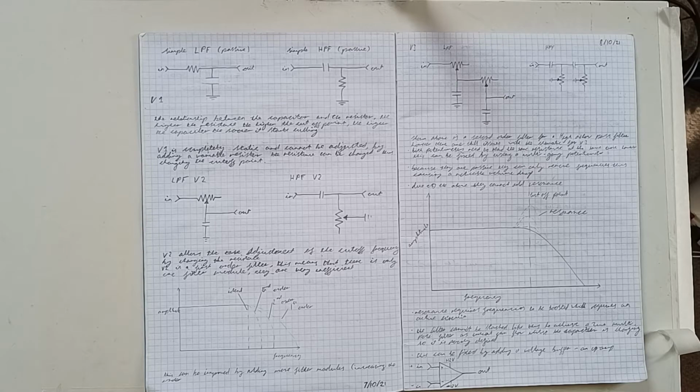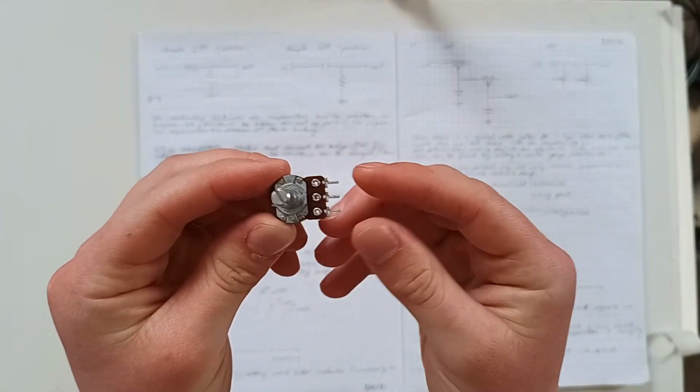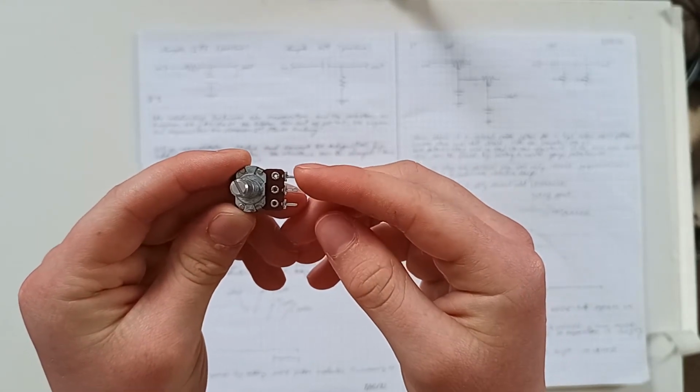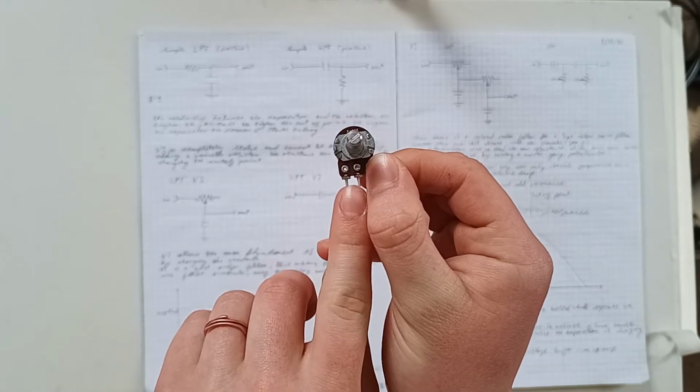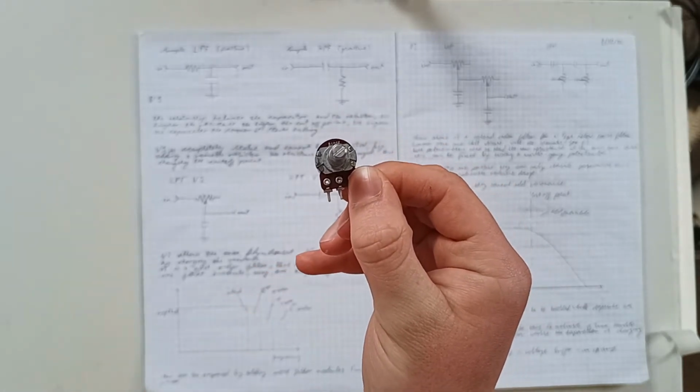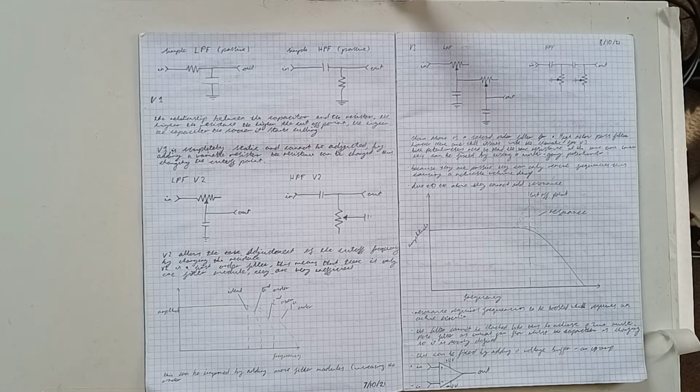So this here is a potentiometer. You'll notice it has 3 pins. If you ignore this third end pin, you can use these 2 pins here and here as a rheostat. I'll very quickly explain how or what these filters are.